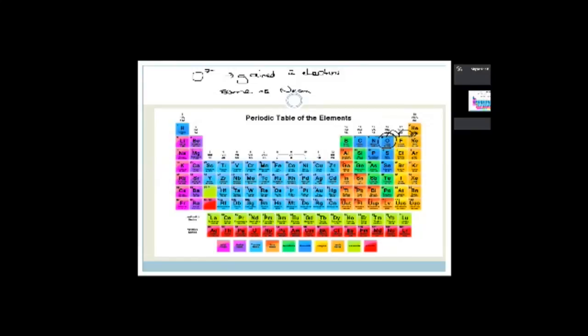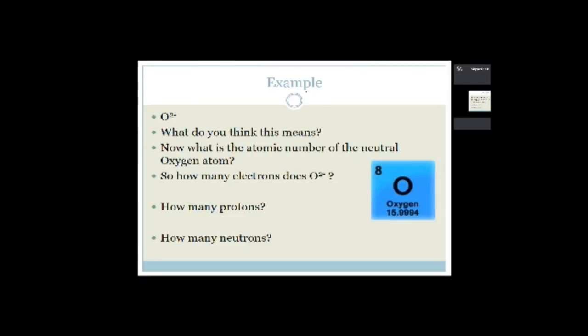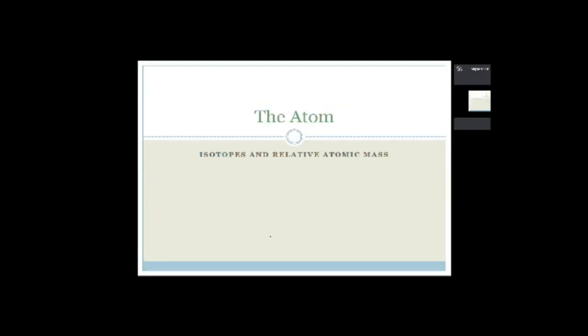So basically, it is trying to be an isotope, exactly the same as what I've just said. We've spoken about the fact that it's got two extra electrons. Now, what is the atomic number of the neutral oxygen atom? Remember, the atomic number is the number of protons. Does that ever change? No. So that is still 8. How many electrons does O2 minus have? Well, it's got the 8 plus these two electrons, that becomes 10. Still, the number of protons is 8, and the number of neutrons, well, this rounds off to 16, so that is 8 as well.